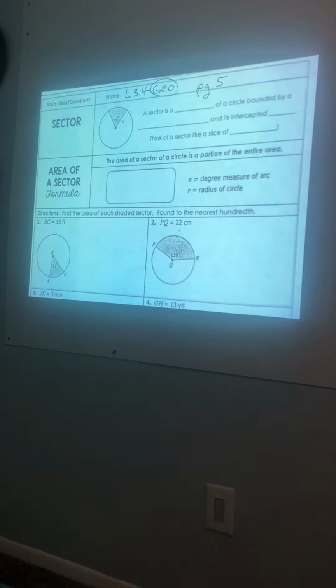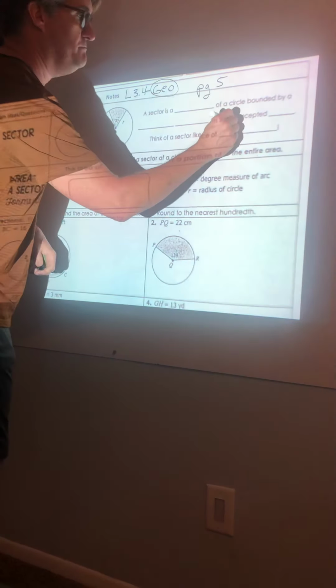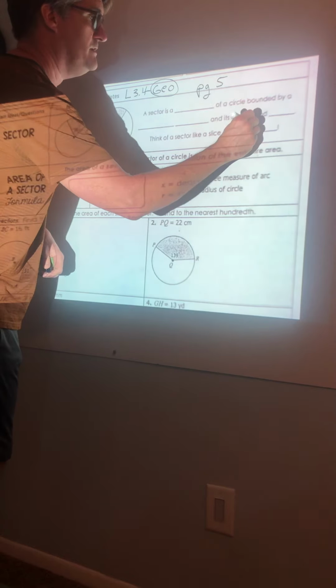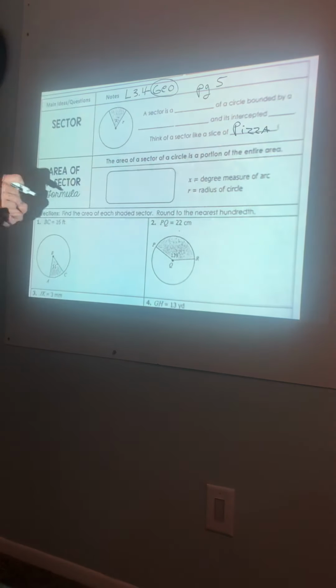Alright, anyway, we're on lesson 3.4, in geometry, and as promised, we're going to do a shape you haven't seen before. We're going to find the area of what's called a sector, okay? A sector is just part of a circle. The best analogy is like a slice of pizza. Go ahead and write that in there. Pizza, pizza, okay? So we're just going to find the area of one slice.